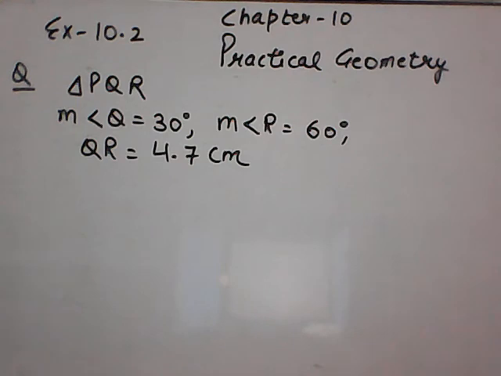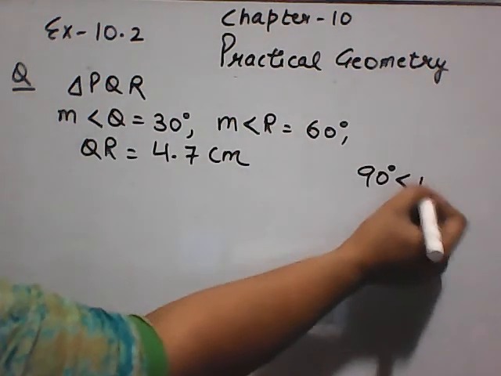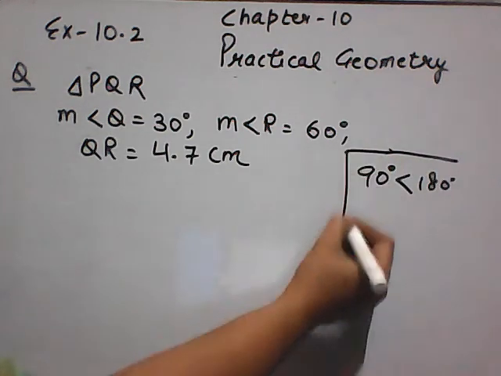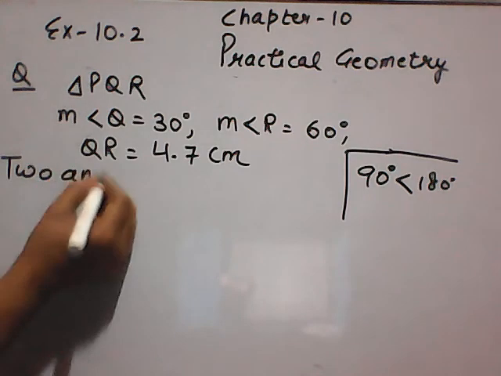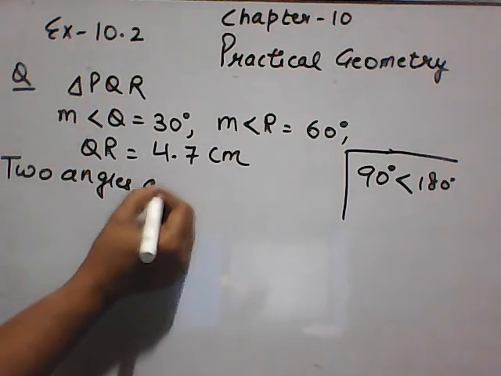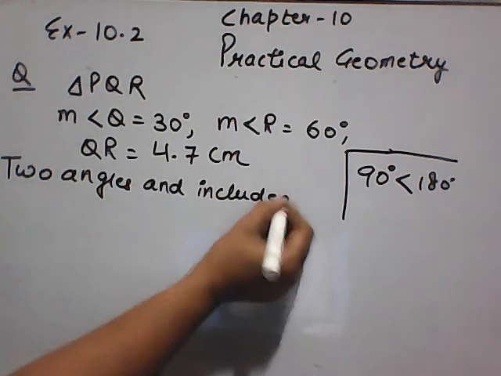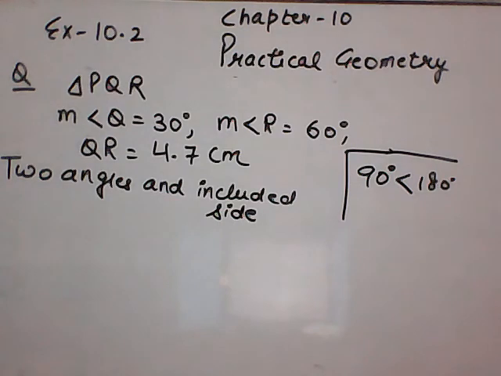Here two angles and the included side are given to you, and the sum of the two angles, 30 degrees plus 60 degrees, is 90 degrees. Here 90 degrees is less than 180 degrees. So we can construct the triangle with the given condition as two angles and the included side are given to you. So we can construct the triangle. So you have to construct the triangle.